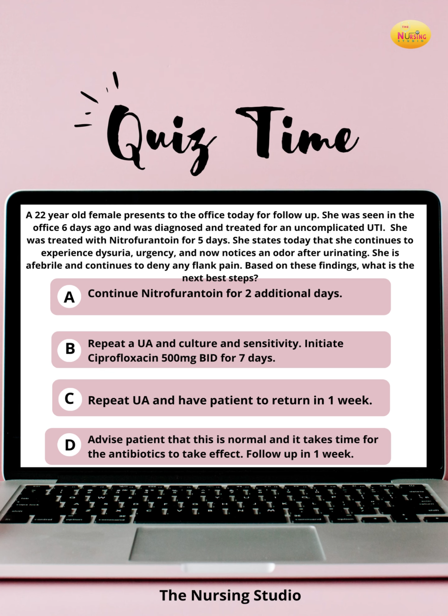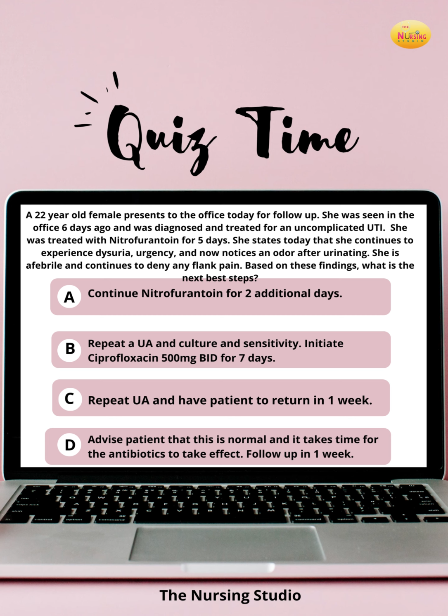So switching to that ciprofloxacin would be great, and for 7 days now, because this is more of a complicated case, as they didn't have resolution from the treatment when it was considered uncomplicated, right? So B, repeat the UA and culture sensitivity, initiate Cipro because we want to go a different route from what we did the first time, and then give them that 7 day window for a complicated therapy treatment duration, right?